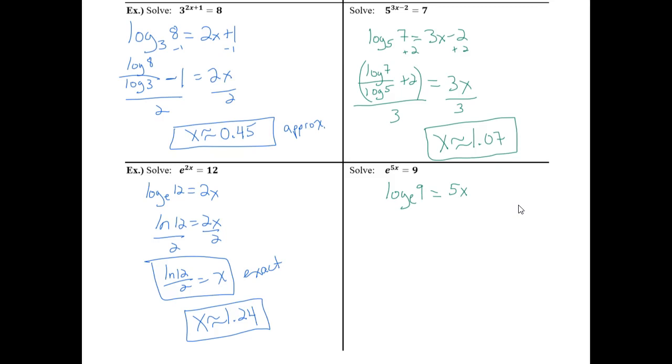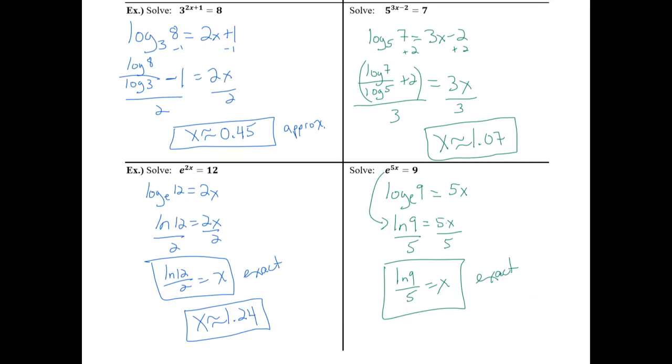Now remember, log base e is the same thing as the natural log of 9. Sometimes students just go directly to that step, knowing that because it's base e, it's going to be a natural log. I'm just filling this in so you can see the process of how it's going from a log to that natural log. And then lastly, to undo this multiplication, we divide by 5. So ln of 9 divided by 5 equals x. That is the exact answer.